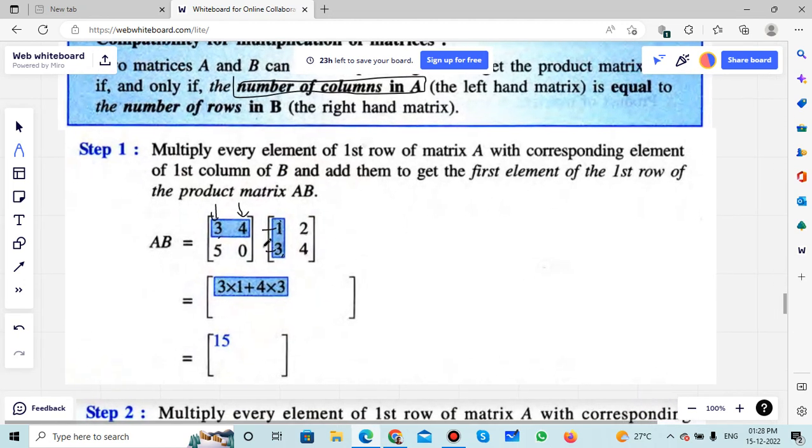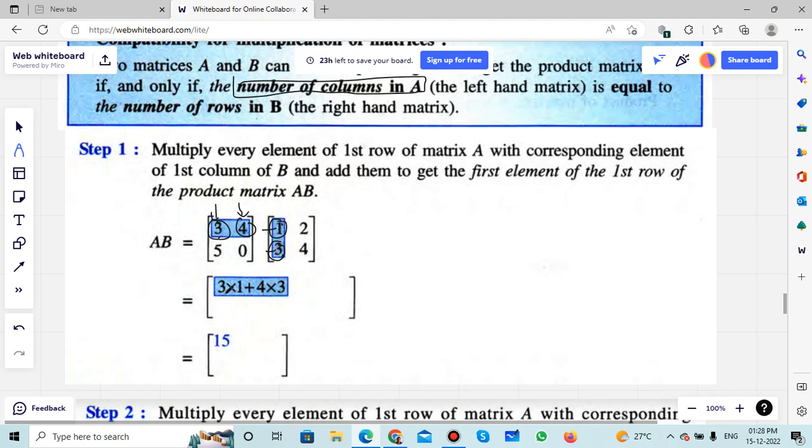How do we multiply? First take the first row in it. What is the first element of the first row? 3. 3 will multiply with the first row and the first column. You can see, this first one will multiply with this one, and then this will multiply with the second one. Means the first element of the row will multiply with the first element of the column, the second element of the row will multiply with the second element of the column, and then whatever the products are, we will add them.